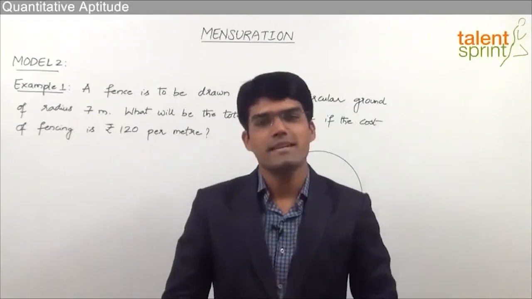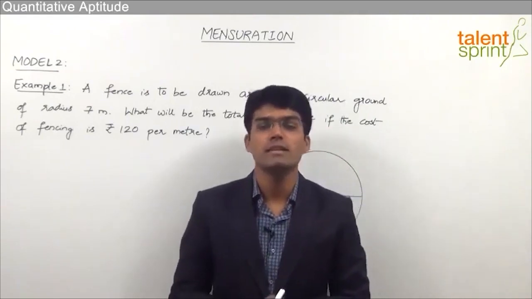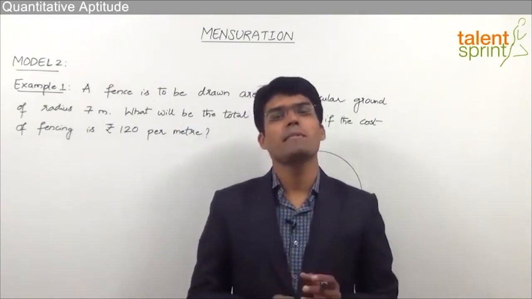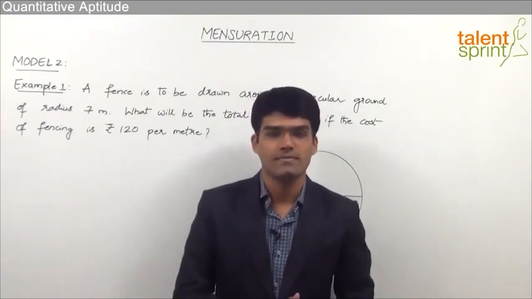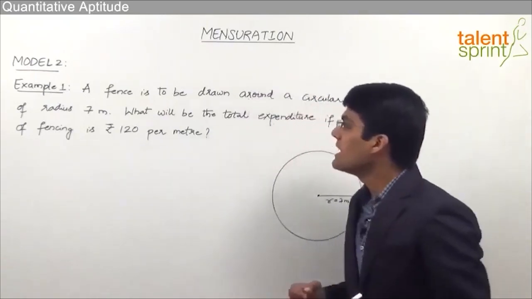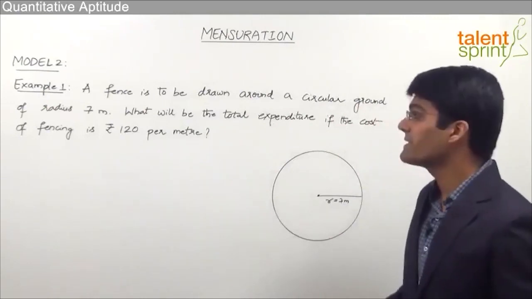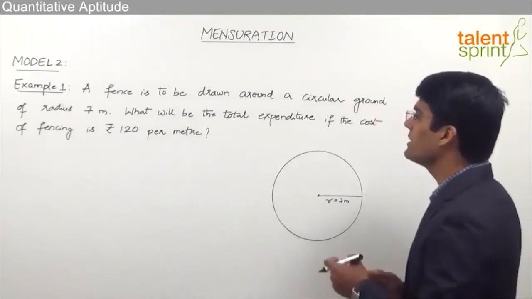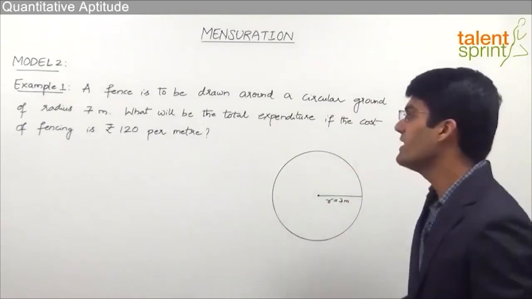Let us now take the next set of questions from this topic of mensuration, where we have to indirectly use either the formula of perimeter or the area of a two-dimensional shape to get the required answer. Let's look at the first example. A fence is to be drawn around a circular ground of radius 7 meters. What will be the total expenditure if the cost of fencing is rupees 120 per meter?